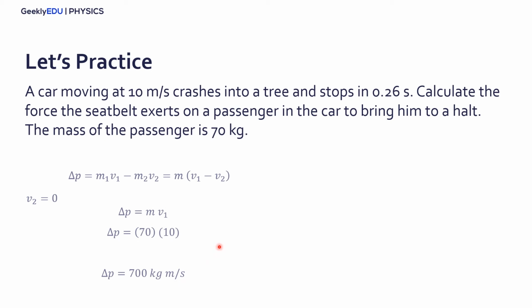Alright, now we can calculate the net force. So the net force in this case is the variation in momentum over the time. You know that the variation in momentum is 700. It takes 0.26 seconds to stop. So the net force is actually 2,692 newtons. This is the force that the seatbelt exerts on the passenger in order for him to stop.